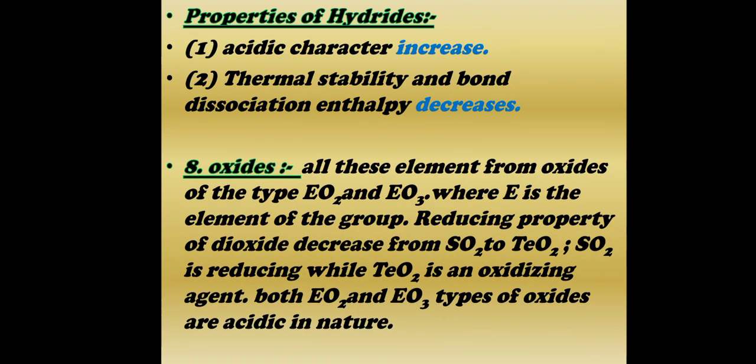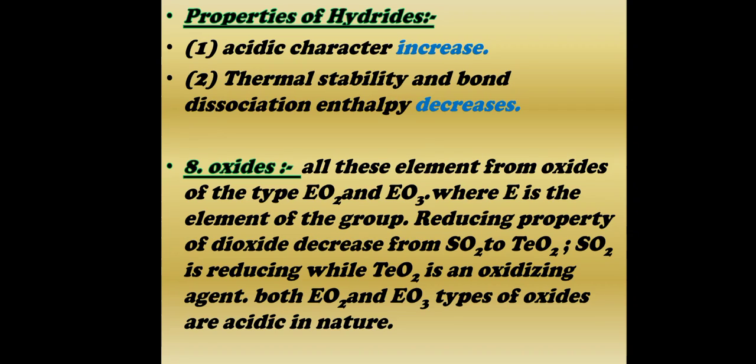If we talk about the properties of hydrides, often questions are asked on their acidic character, thermal stability and bond dissociation enthalpy. Down the group, as the size increases, the bond length between the E and H atom will increase. So, the bond dissociation enthalpy will decrease, thermal stability will also decrease, but the acidic character increases as hydrogen can easily be available.